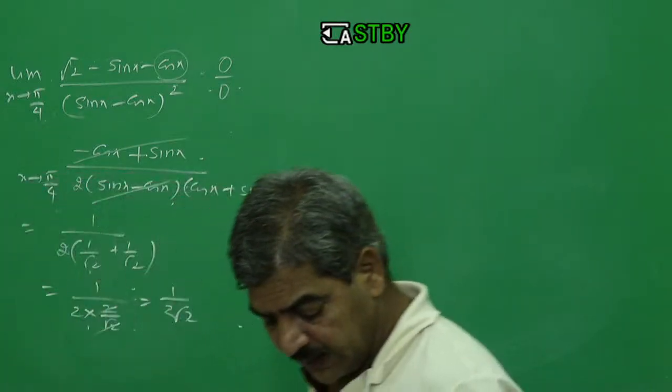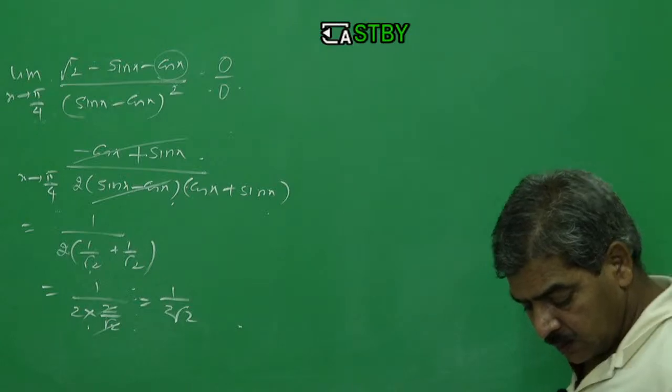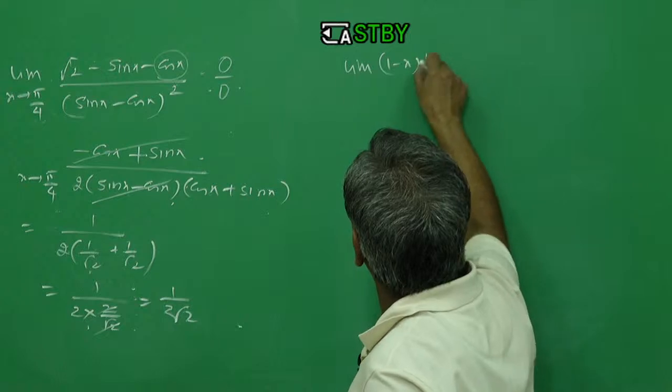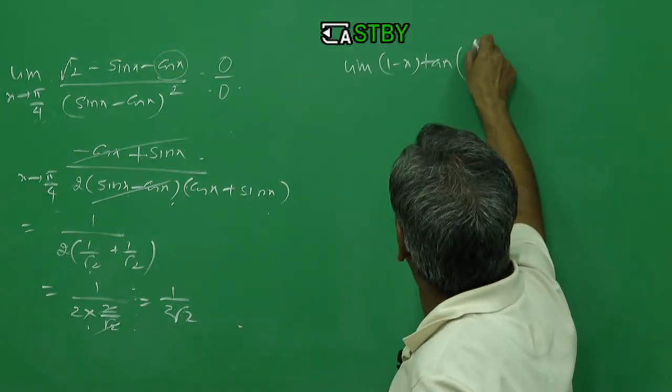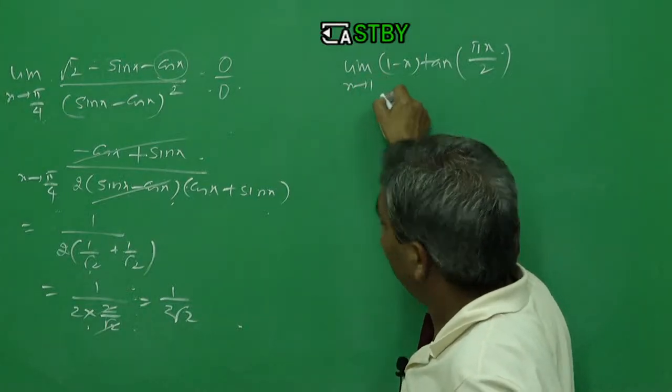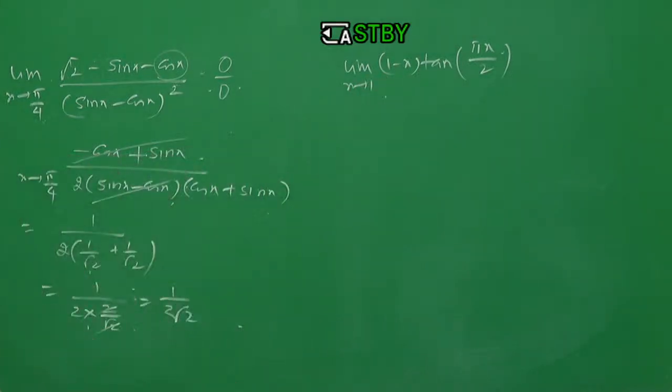Write down one more example. Limit of (1 minus x) into tan of pi x upon 2, x tends to 1.